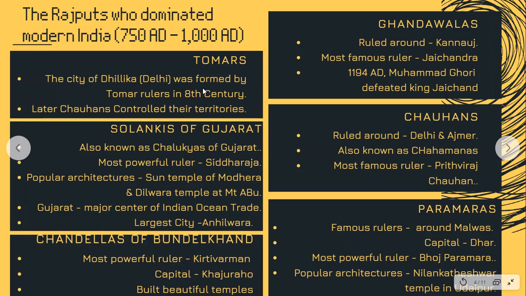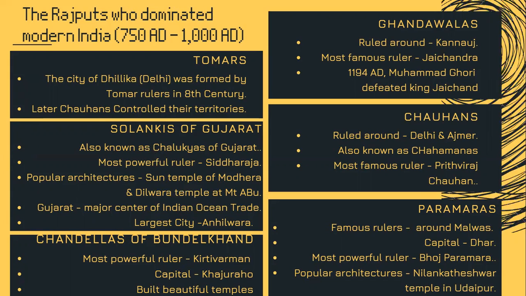Okay, so as of now, we've studied the Tomars who built the city of Dilika way back in the 8th century. Then we talked about Solankis who primarily ruled Gujarat, and Siddharaja was the most powerful ruler. And they have some beautiful architecture coming in, the Sun Temple, the Dilwara Temple. And if possible, students, do visit these places and go to these areas, right? And try to understand the intricacy of the monuments that they've built.